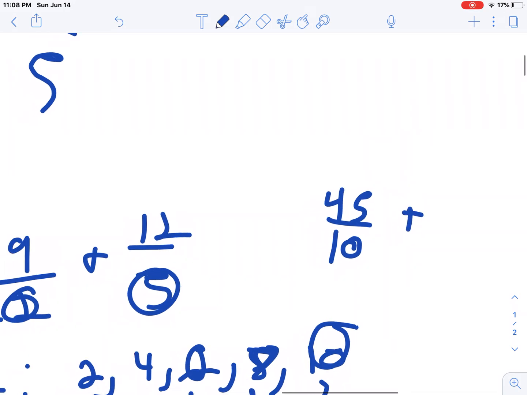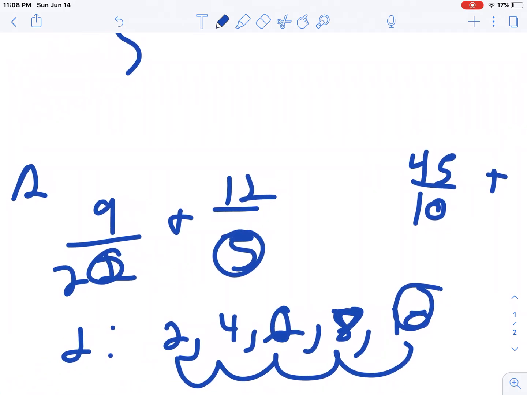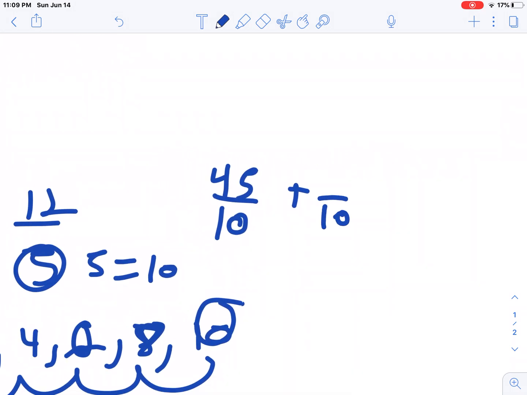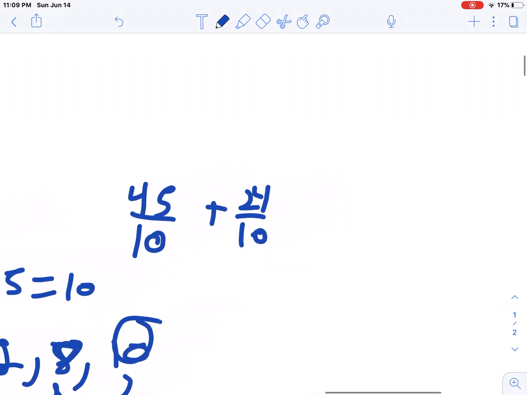So then plus. The same thing here. I take 5 and make it 10. So 5 goes into 10 twice, and then I make that 24. Same thing here, make that 10, make that 24. So then I add them up. I keep the 10, and if I add together, that's 69.